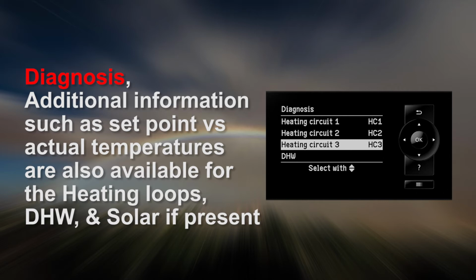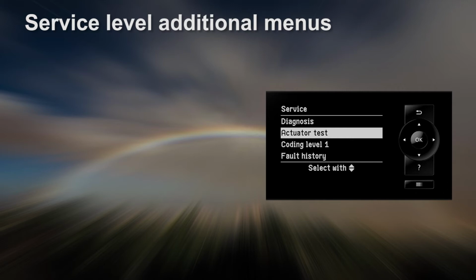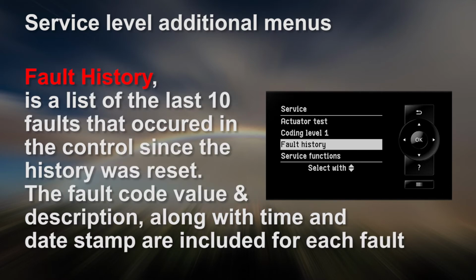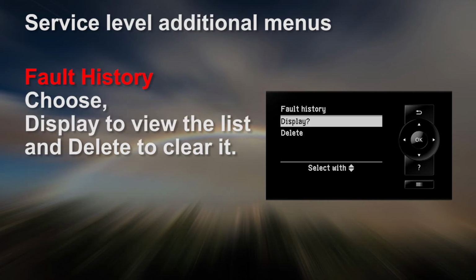Additional menus under service are the actuator test, which allows you to operate hardware outputs like pumps, mixers, and the burner, one at a time to verify correct operation and wiring. Fault history is a list of the last 10 faults that have occurred in the control since the history was reset. The fault code value and description, along with time and date stamp, are included for each fault. You can choose Display to view the list or Delete to clear it.